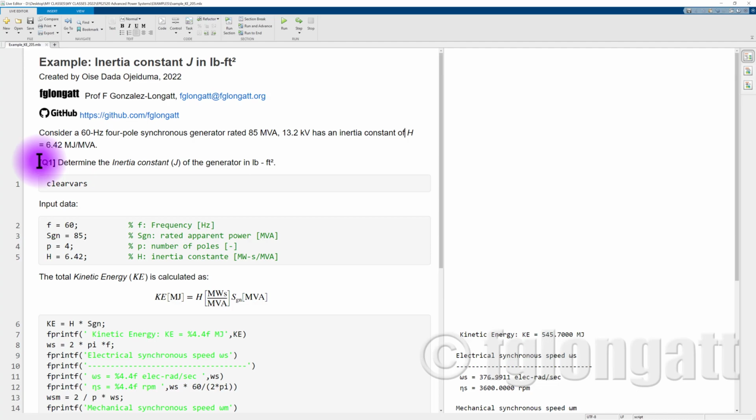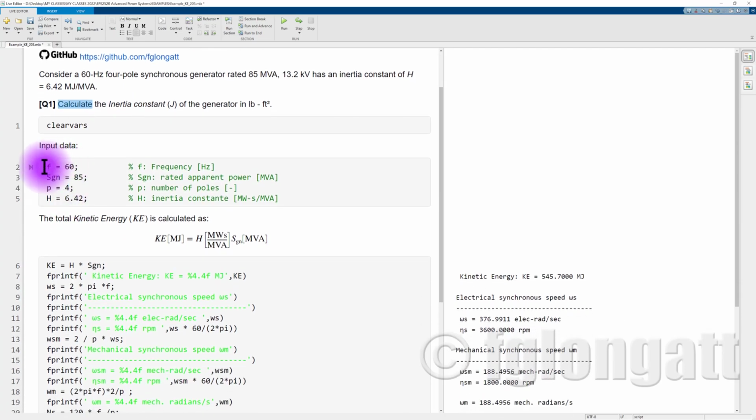But now there is a very interesting question here. Determine or calculate the inertia constant J, but using the British units, pound per square feet. Okay, that is what we will do here. Initially, you can put here the data: 60 Hz, 85 MVA, 4-pole, and 6.42 megawatt second per MVA.